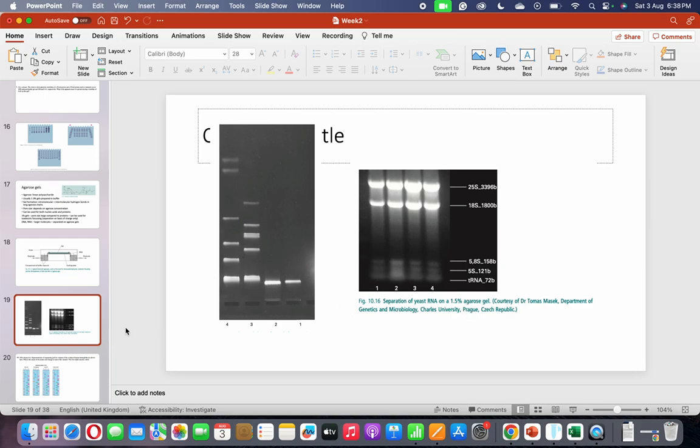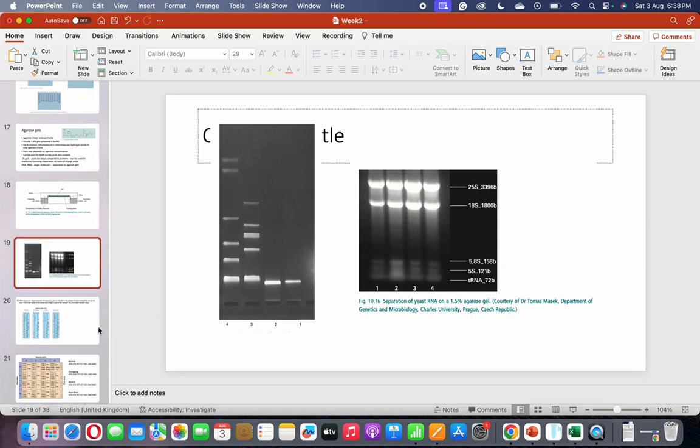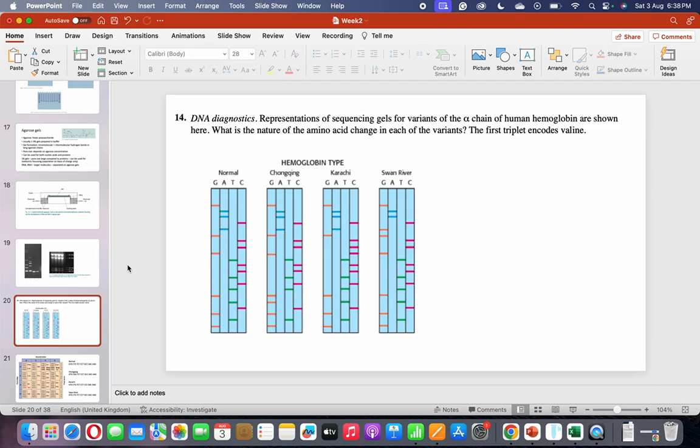So the other major application of DNA gels is in sequencing. You might be familiar with this from old-time sequencing methods, the basic sequencing methods. The way that the sequence was read is by running different DNA fragments on the gel and then just reading off the bases one by one. So we'll just do an example of how to read a sequencing gel.